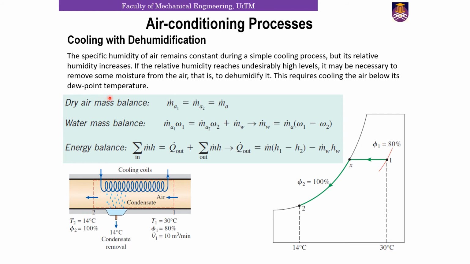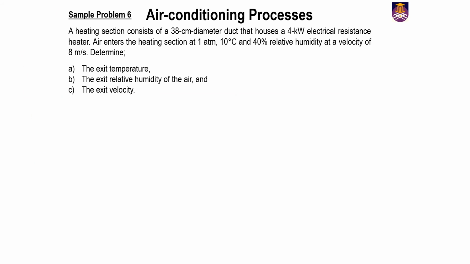So again the dry air mass balance is the same, right? Because you are losing water, we want to know how much water is dehumidified, the condensate removal. You can use this formula to calculate it. And then the energy balance is given by this formula. You can calculate how much heat is removed from the cooling section of these cooling coils by using m dot h1 minus h2, which are the enthalpy differences between point 1 and point 2. And remember, you must also subtract the enthalpy of the vapor that we are losing through the condensate removal. So that will be the equation used for the energy balance for cooling with dehumidification. Right.